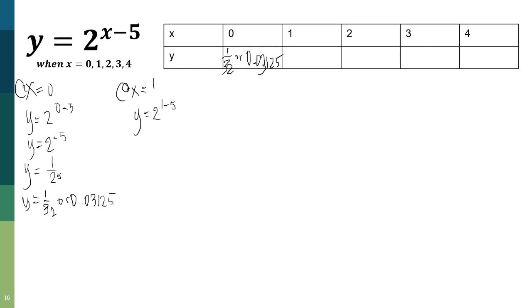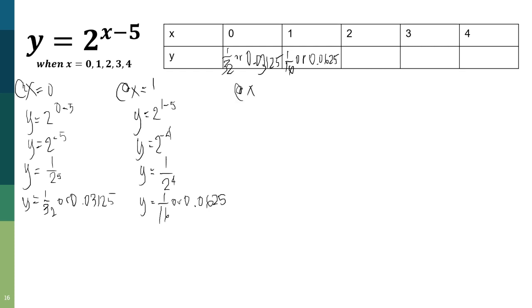So at x is equal to 1, our y is equal to 2 raised to 1 minus 5. And that is y is equal to 2 raised to negative 4. Again, we will put it in fraction form, that is y is equal to 1 all over 2 raised to 4. Our y now is equal to 1 all over 16, or 0.0625. We will put it in our table of values.